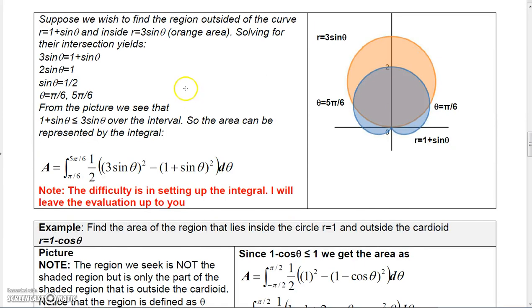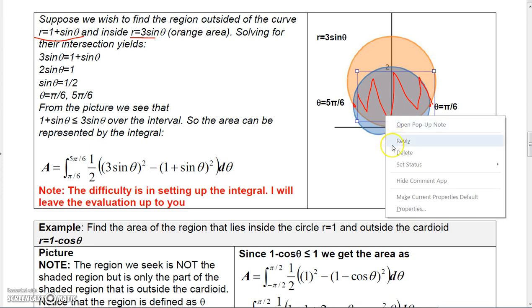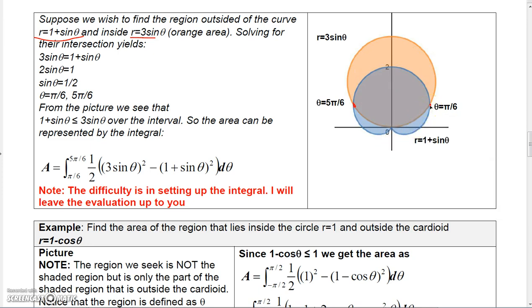Suppose we wish to find the region outside of the curve r equals 1 plus sine theta, that would be this blue curve over here, and inside the curve r equals 3 sine theta, that's that orange circle over here. So basically I'm looking for the area that's in here. If you set these two equal, you can find that they intersect at pi over 6 here and 5 pi over 6. So I want to sweep my integral from pi over 6 to 5 pi over 6.